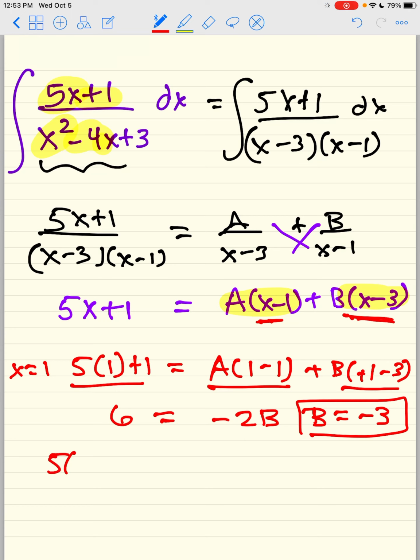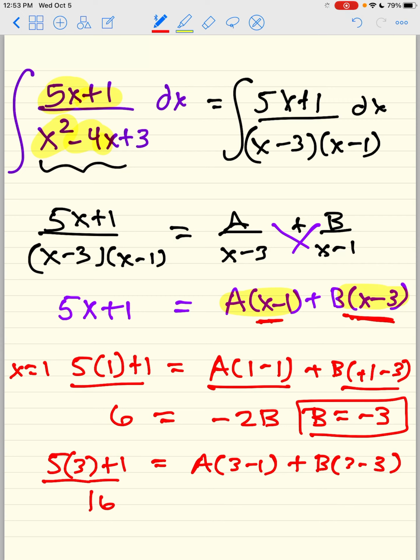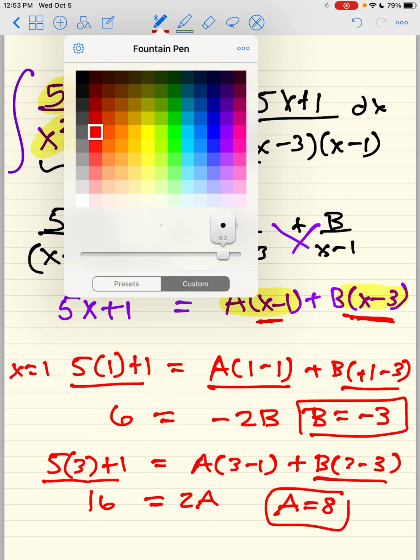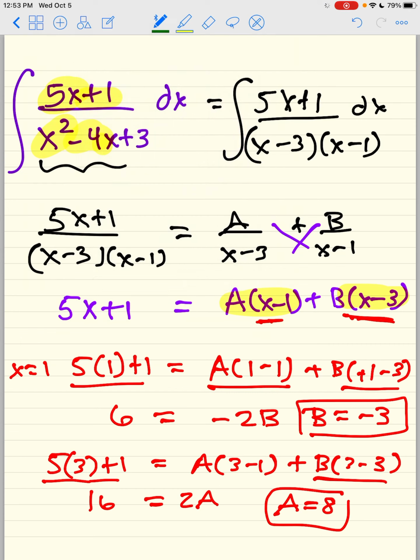Now let's put a 3 in there. 5 times 3 plus 1 equals A times 3 minus 1 plus B times 3 minus 3. That's going to be 16 equals 2A, that's 0. So therefore A is equal to 8. So what we're going to do finally is you're going to put that back here. A is 8, B is minus 3, okay?